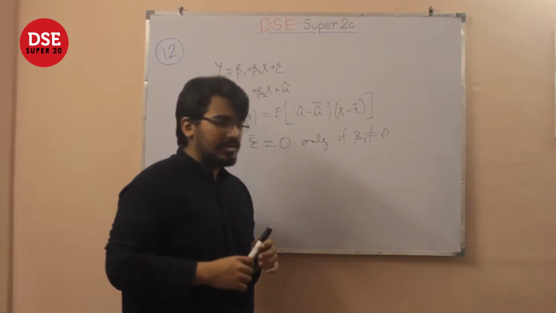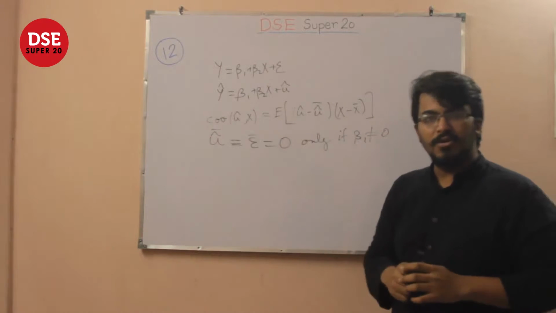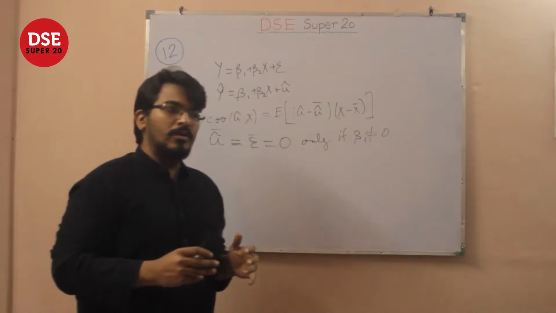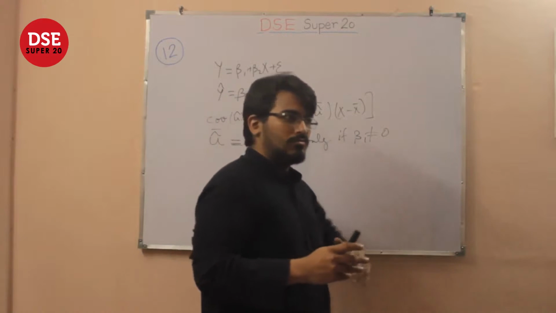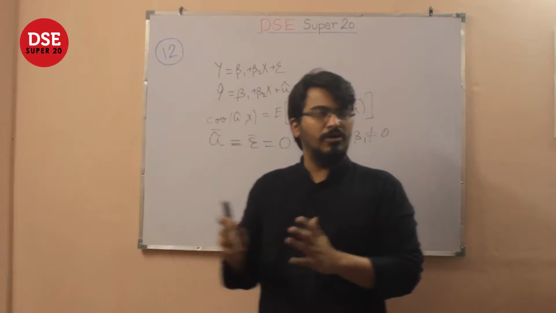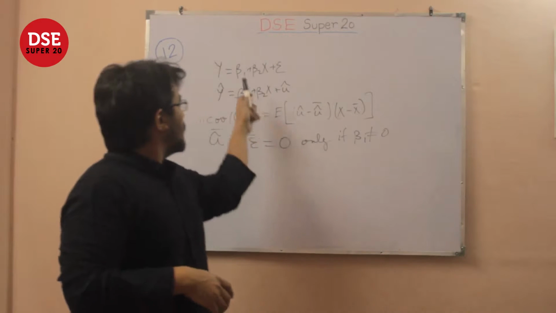Alright, so now we come to question number 12, which is about a simple OLS regression model, and it talks about the differences between a regression model where you have a regression that is unconstrained and the model where you constrain the regression to pass through the origin. Now let's look at an unconstrained model.